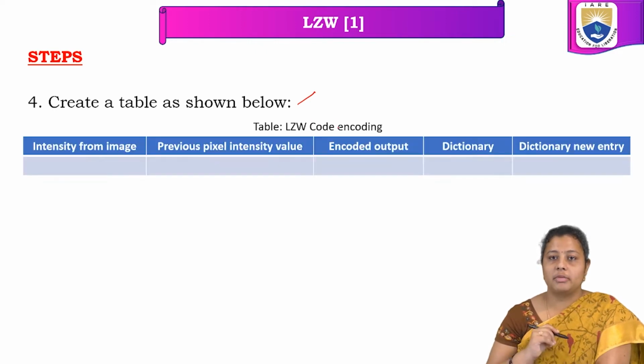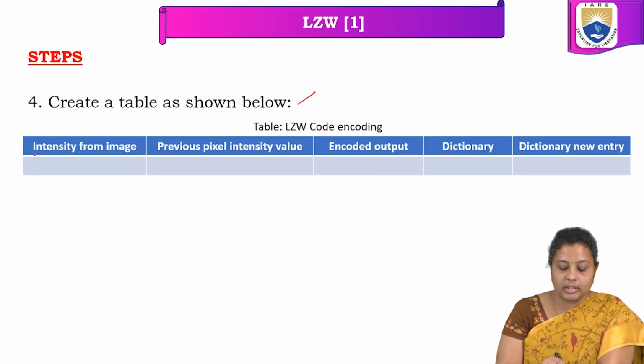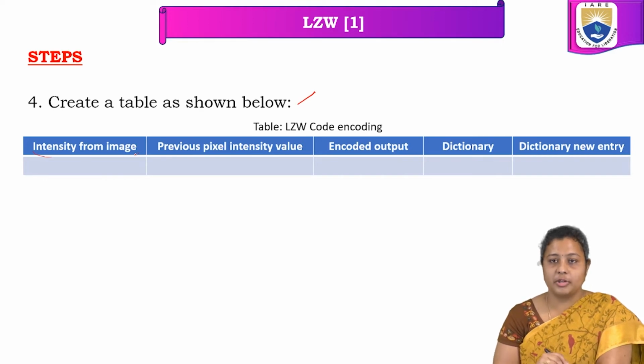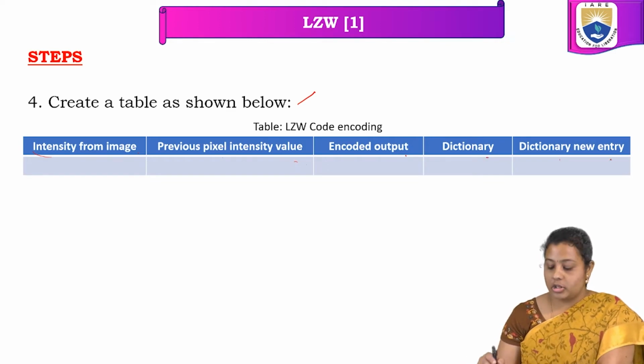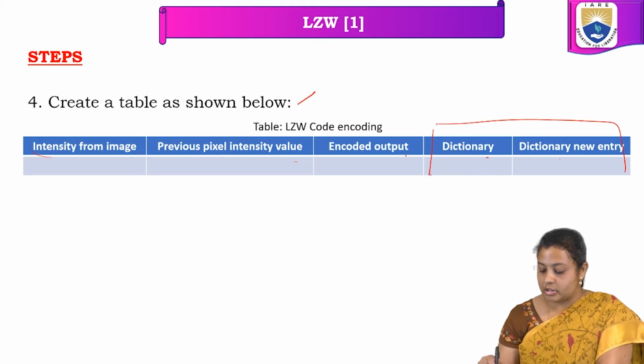So what does the table contain? It will contain the intensity value from the image, previous pixel intensity value, encoded output, and dictionary new entry. Okay, so what do this dictionary and new entry mean?